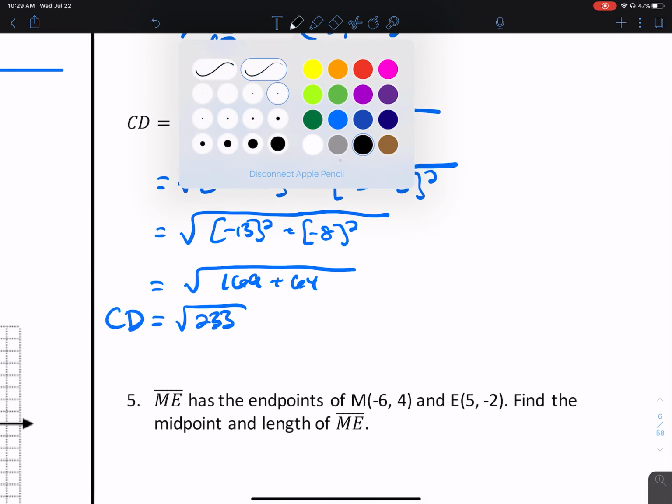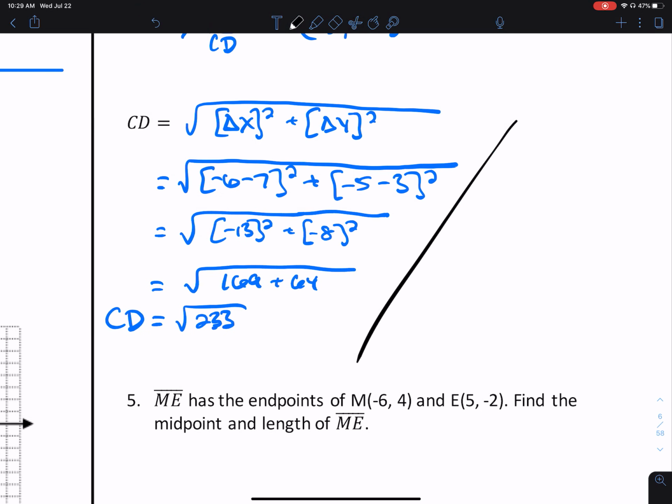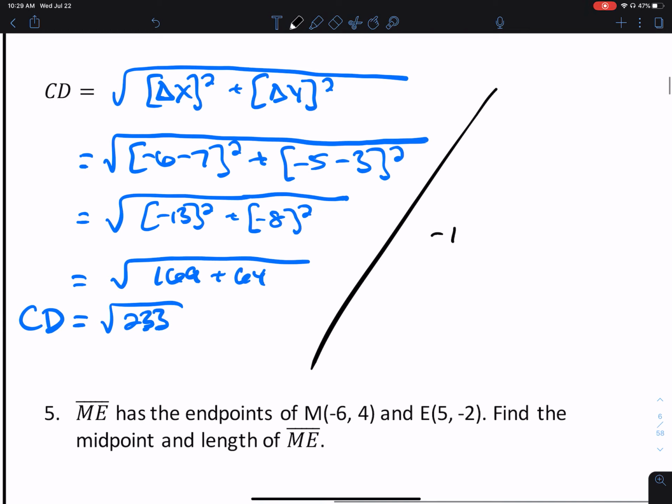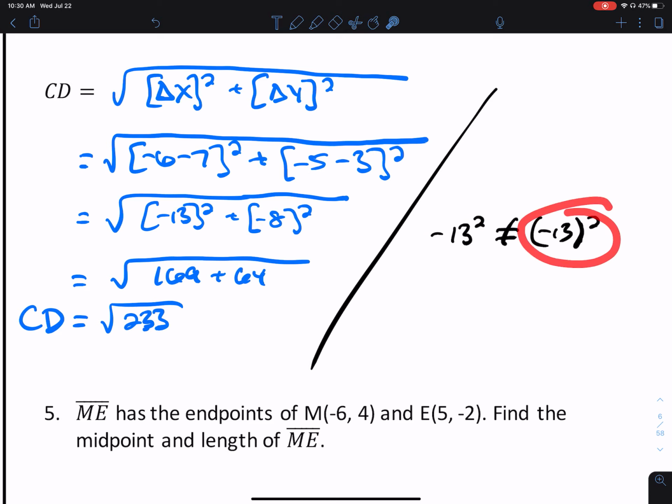Sorry to do this to you, but it needs to be addressed. This could never equal this. What's the difference? This one says square 13. When you're finished, make it negative. This answer is -169. This one says take a -13 and multiply it by itself. If you multiply two negatives, you get a positive. This is a negative answer. This is a positive answer. They are wildly different.